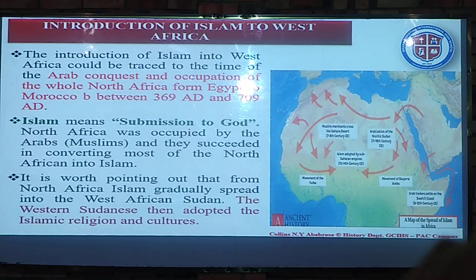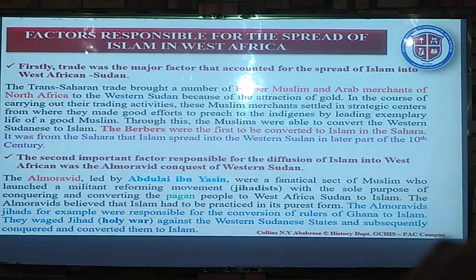So let's then look at some of the reasons that led to the spread. How did the Islamic religion spread in Western Sudan? Who brought it, and how did it spread? Firstly, trade was the major factor that accounted for the spread of Islam into West African Sudan. So one of the reasons responsible for the spread of Islam in West Africa was what? Trade. And we are all aware of the trade already, as we discussed in our earlier discussion.